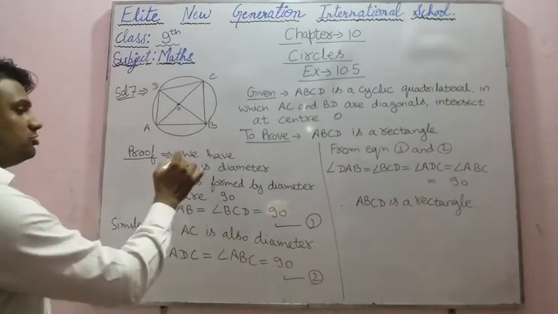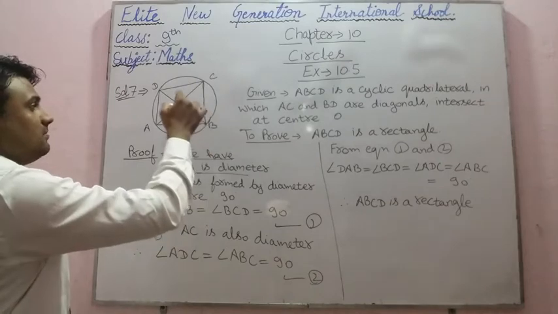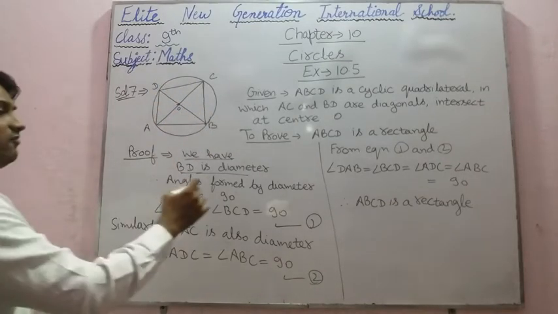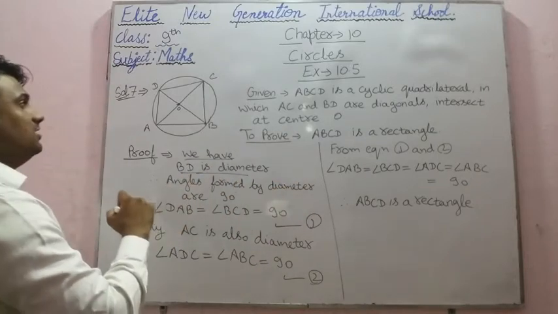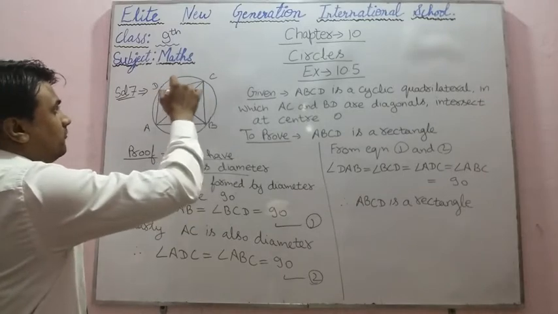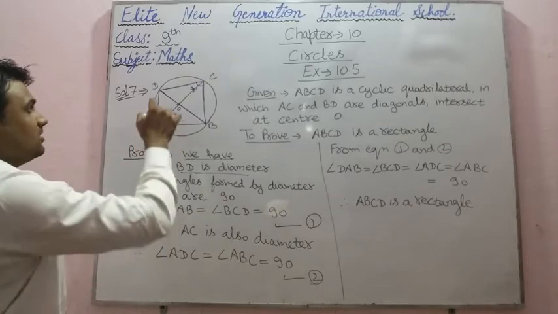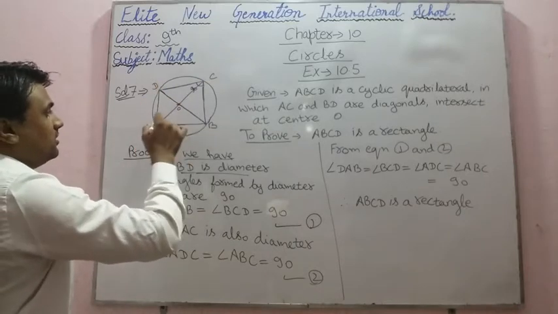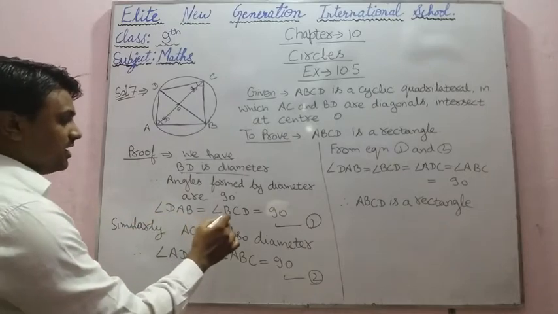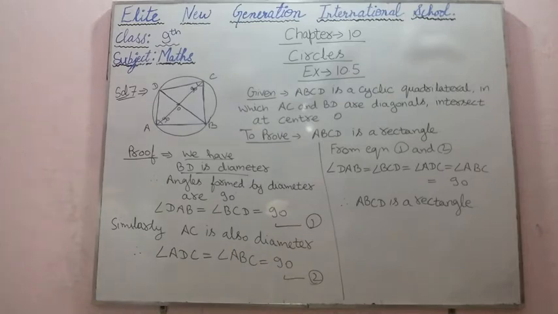So in the proof, first of all we have BD is a diameter. As we know, this BD is a diameter because it is passing through the center. As we know, the angle formed by a diameter is 90 degrees. So if this BD is a diameter, then these angles formed by the diameter will be 90 degrees. So this angle is 90 degrees. Similarly, this angle is also 90 degrees. So here we can say that angle DAB equals angle BCD equals 90 degrees. We can say this is equation number 1.